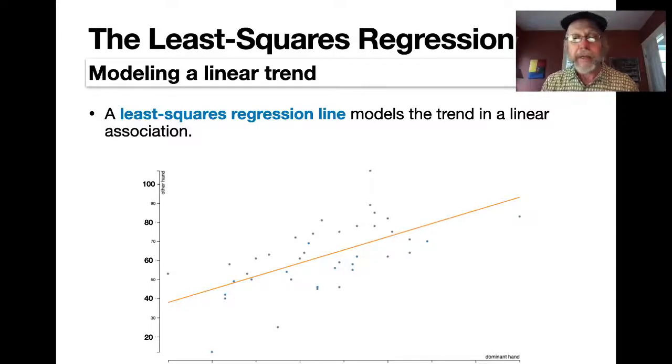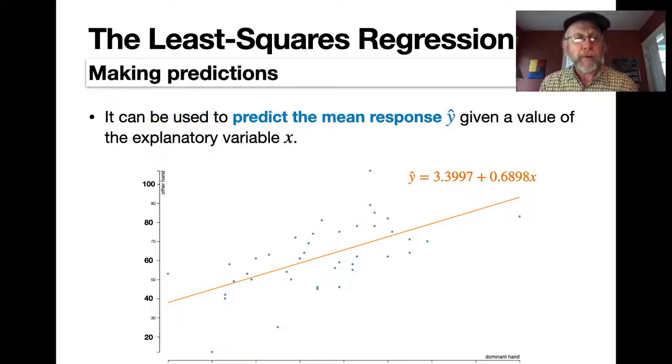Like any line, it'll have an equation, which is here. Notice that we use a special notation for the equation of a least squares trend line. That is, the dependent variable, the response variable, is denoted by y hat. We can use the equation of the trend line to predict the mean response given a value of the explanatory variable. What I mean by that is, consider a specific value of the explanatory variable, which in this case is the dominant hand performance.